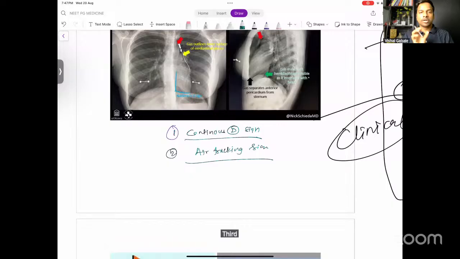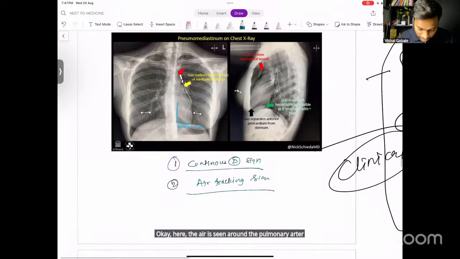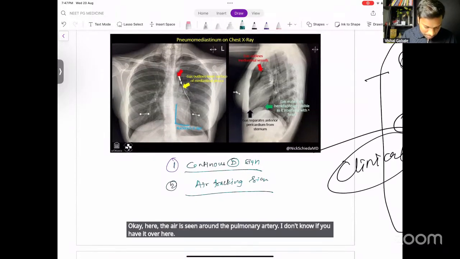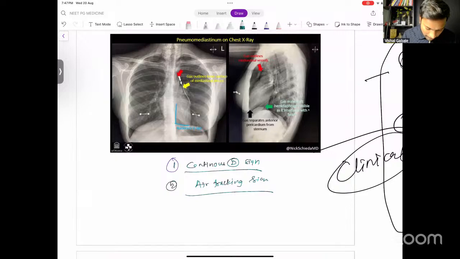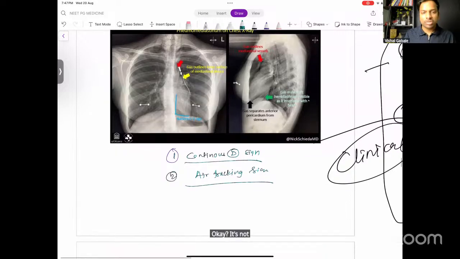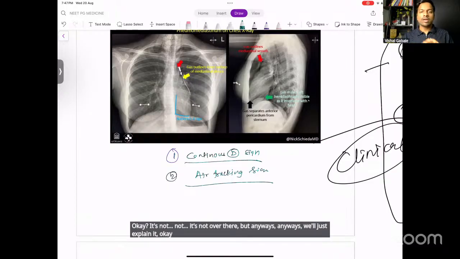Third is called the ring around the artery sign. Here the air is seen around the pulmonary artery. It's not over there, but anyway, we'll just explain it. Then fourth is called the spinnaker sail sign.